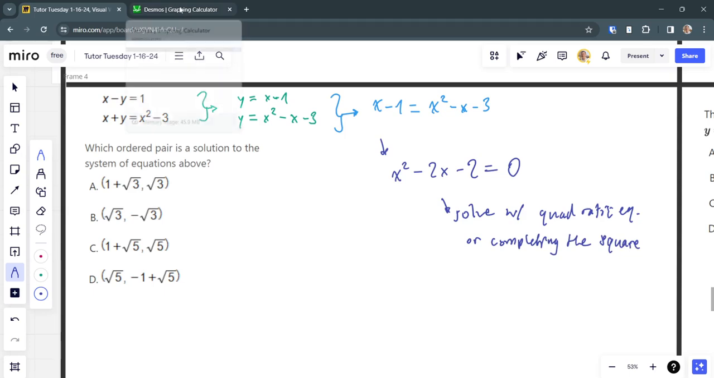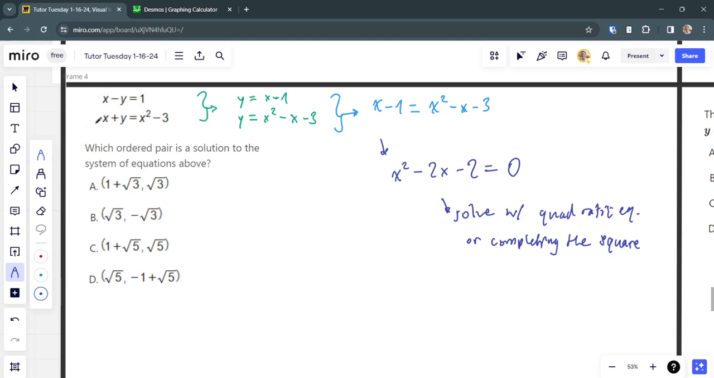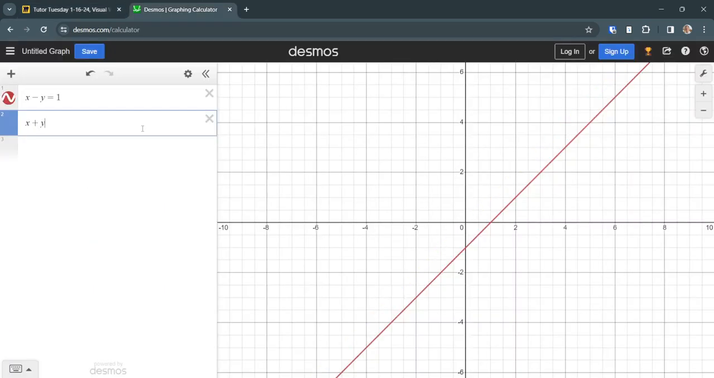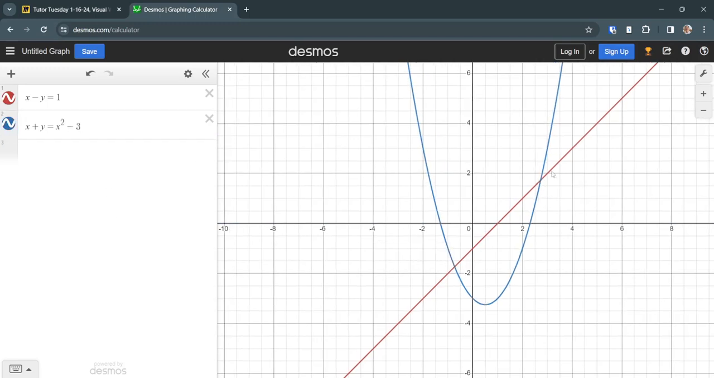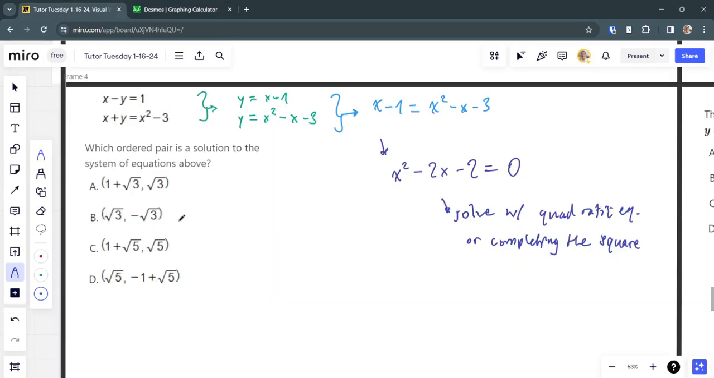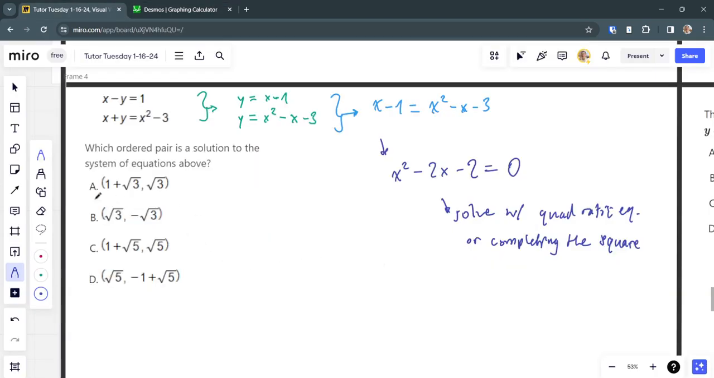You can go into Desmos, you can plug in the equations as they are. You don't even have to solve for them in terms of y. And then you can see the points of intersection right here. If you know that the square root of 3 is around 1.732, you can kind of already see where the answers are going. You can see a point of intersection with y equals the square root of 3. But let's say you didn't know that. You could even still plug in all the answer choices.